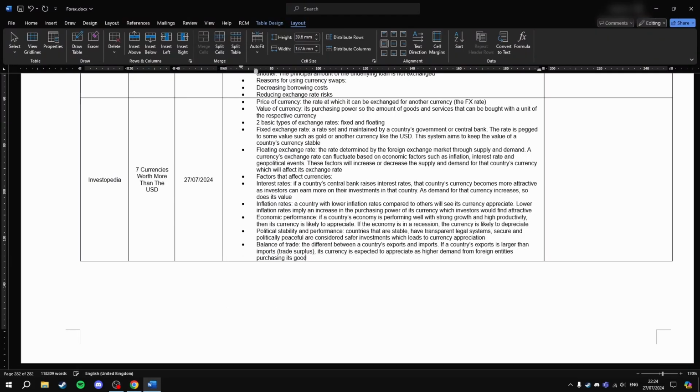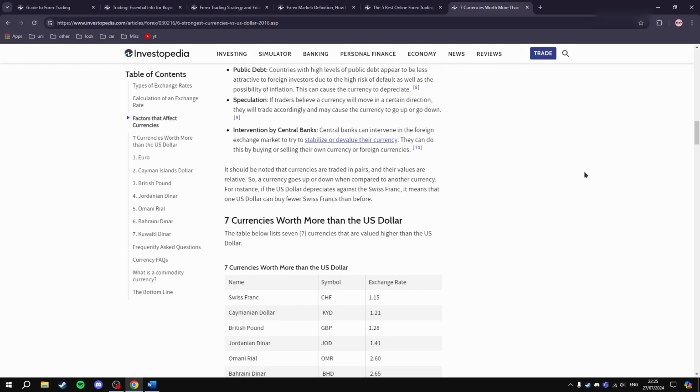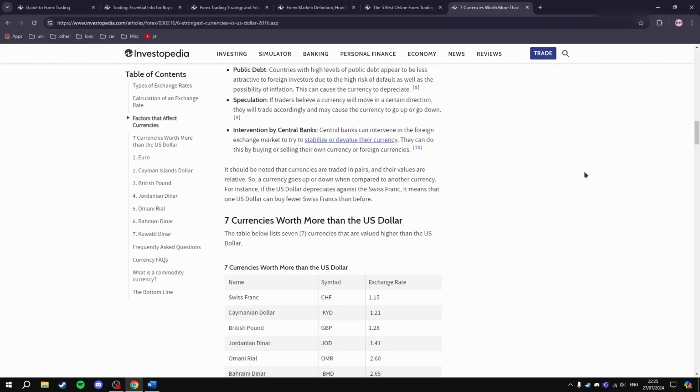Public debt. Countries with a high level of public debt appear to be less attractive to foreign investors due to the higher risk of default as well as the possibility of inflation. This can cause the currency to depreciate.